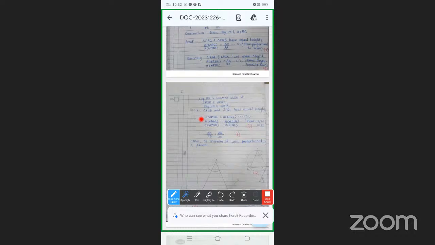That indicates that area of triangle APQ upon area of triangle PQB is equal to area of triangle APQ upon area of triangle PQC, from equations 1, 2 and 3. So from equations 1, 2 and 3, the LHS part is the same. If the LHS are the same, the RHS is also the same. That is, AP upon PB is equal to AQ upon QC. Hence the theorem of basic proportionality.